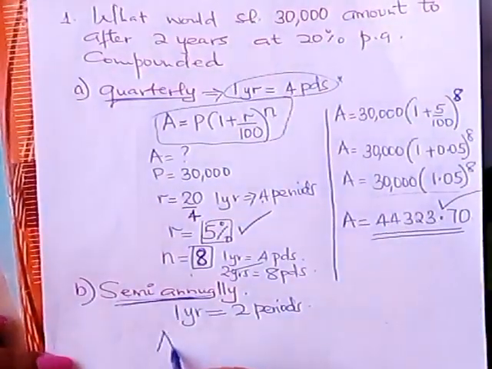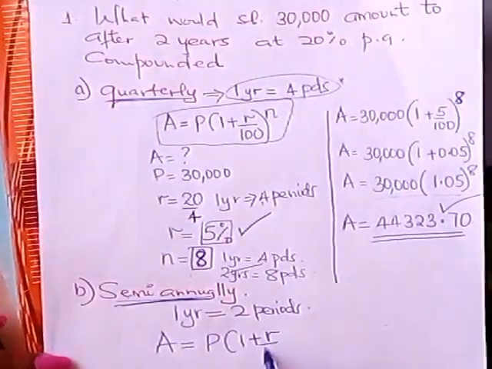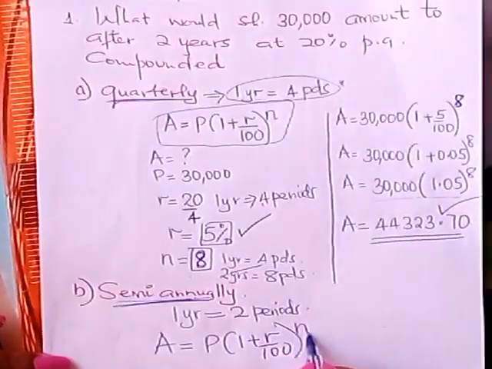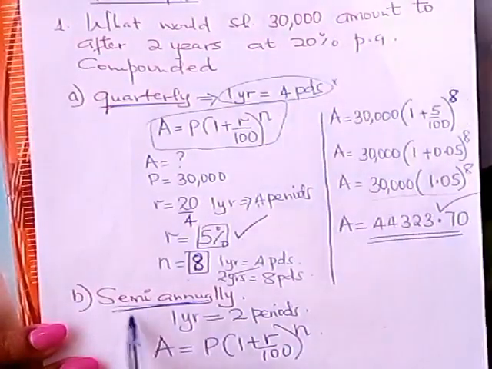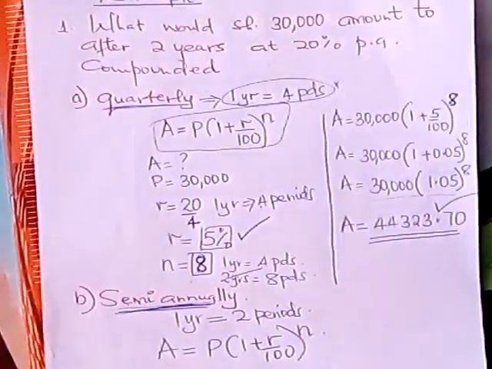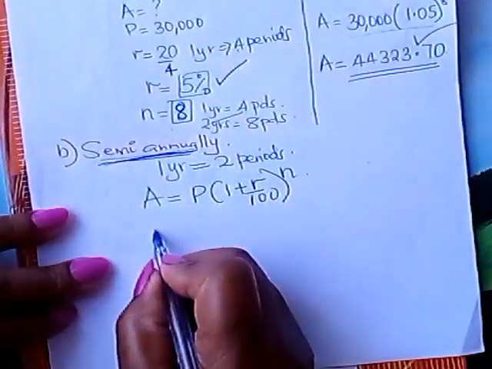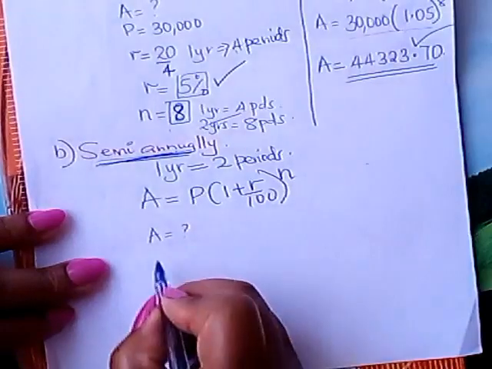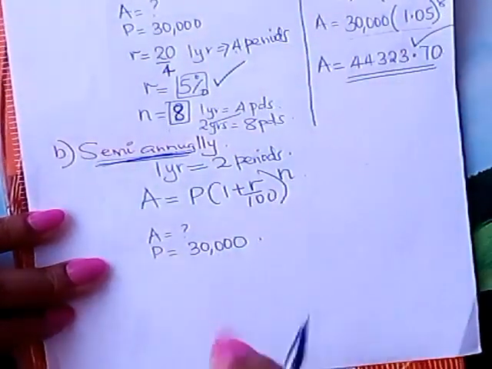So what would be the amount, Lana? Again, you write the formula of compound interest. Remember, we are using the same question here, but now I want you to understand this term. So if that is your formula, what is the amount? What is the principal? Again, it is 30,000, Lana.